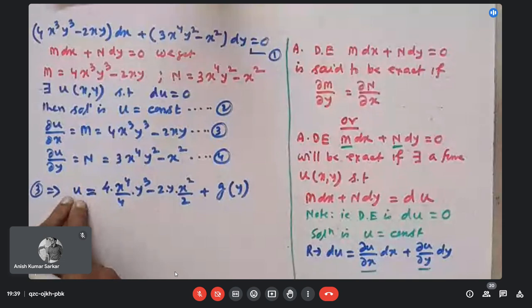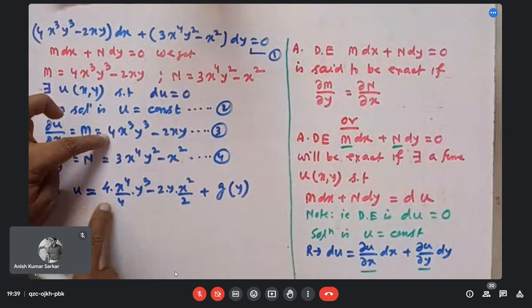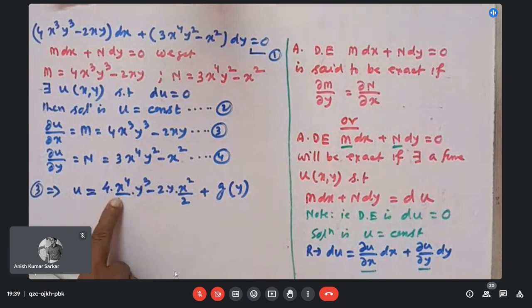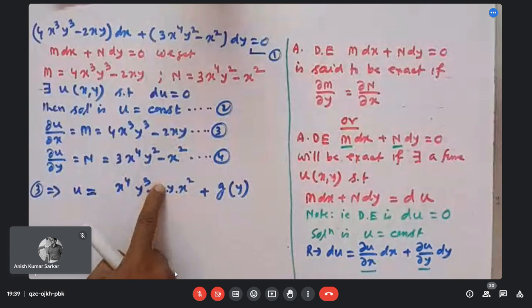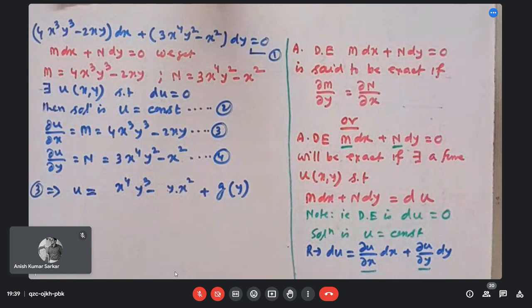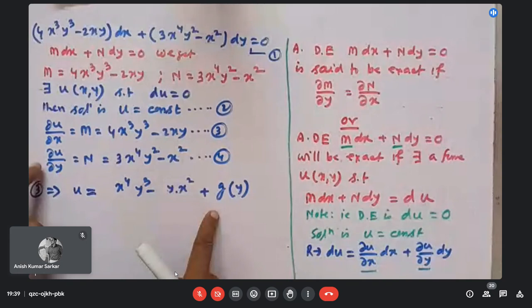Look, if you differentiate u with respect to x partially, then you will get this thing. So these 4 cancelled, these 2 cancelled, these 2 cancelled. Now here g of y is unknown. Again you have to calculate g of y, and to get g of y I shall use equation number 4.